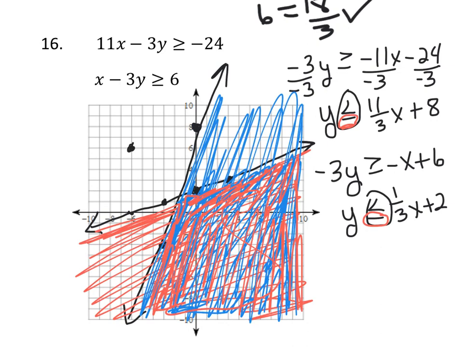Now, if I picked a point in here, it would be a solution to one of the inequalities, but not the other inequality. So what I need is points that are solutions to both inequalities. As long as it's a solution to both inequalities, then that solution is fine. That's a solution. But if it's not, then it's not.